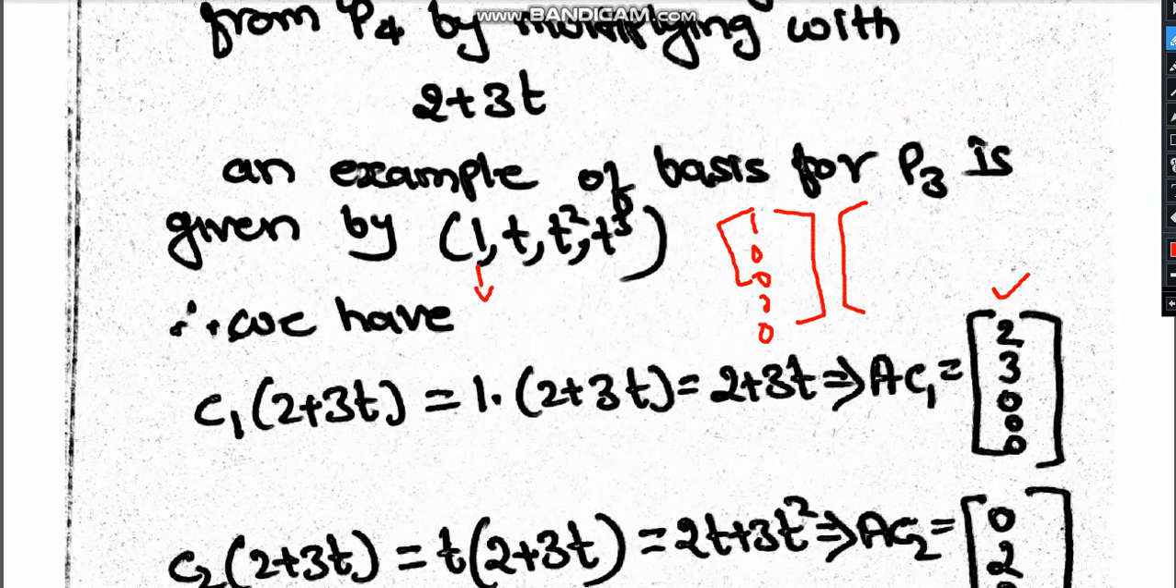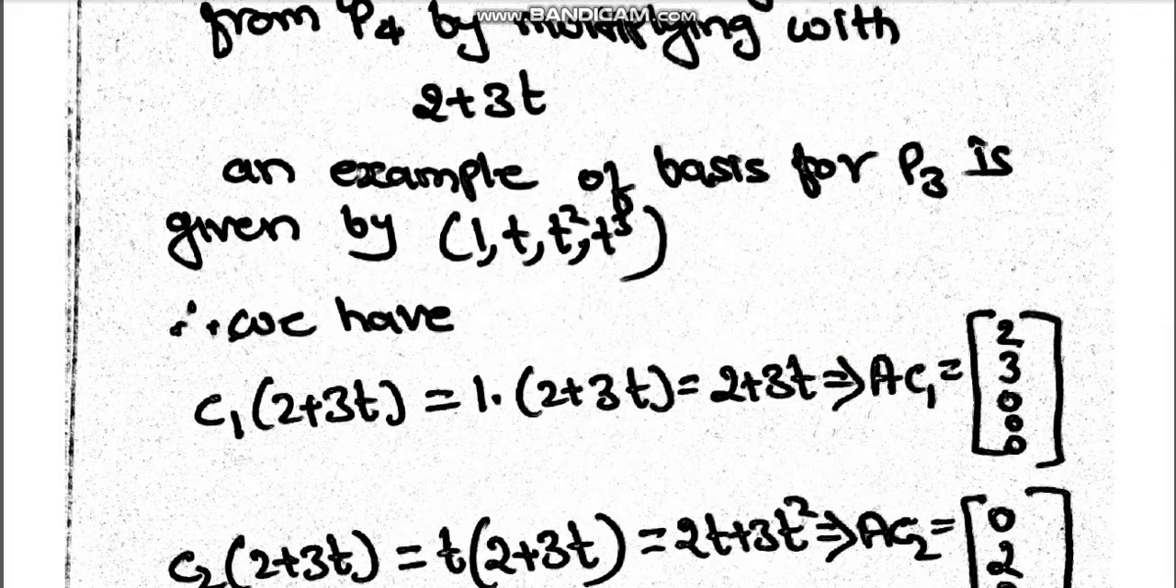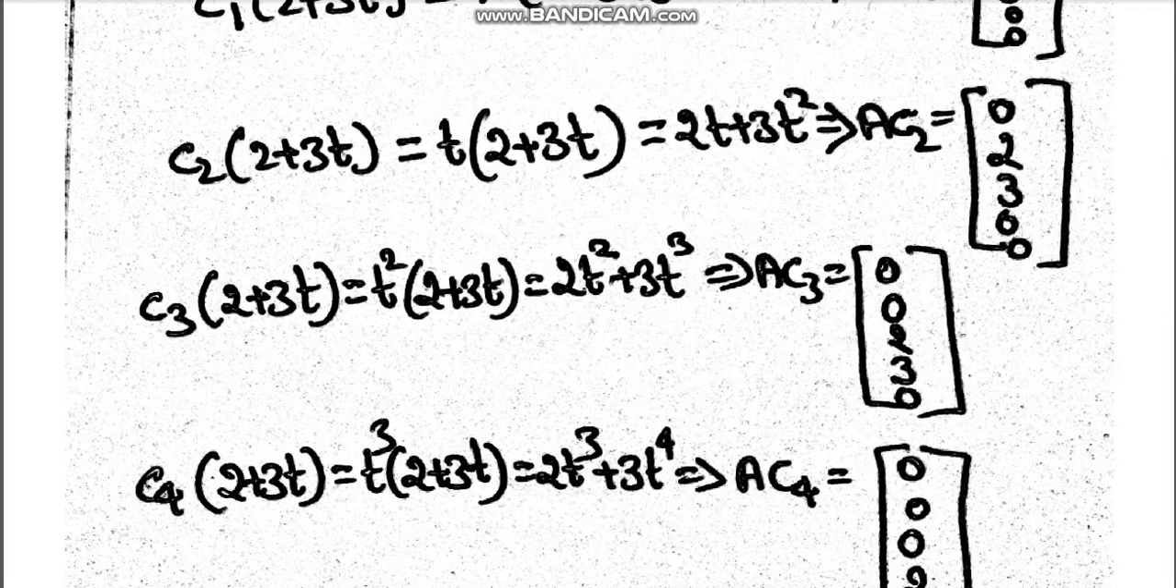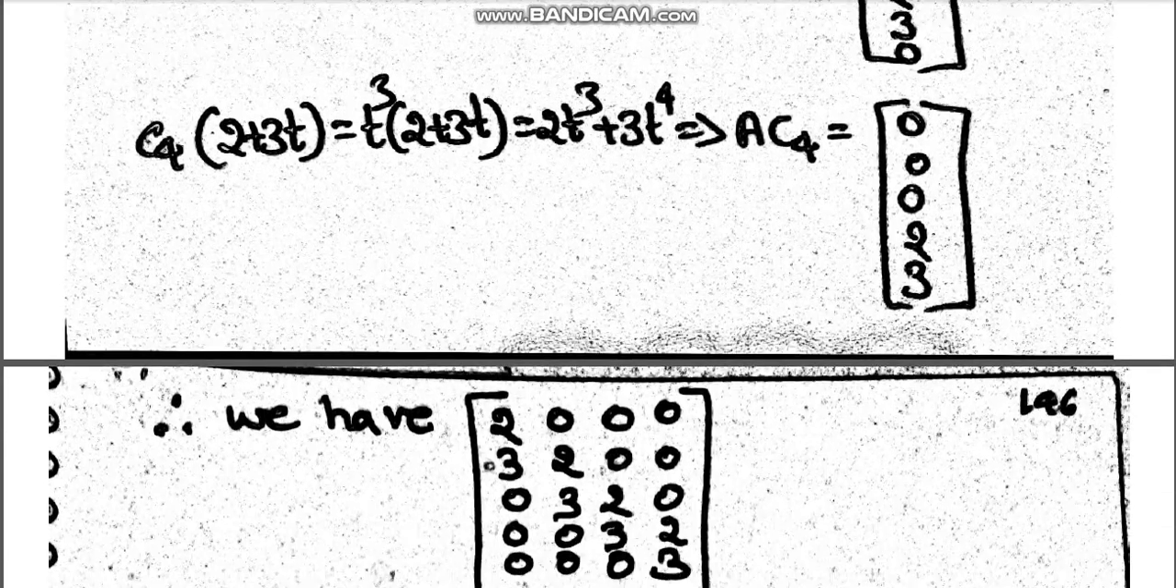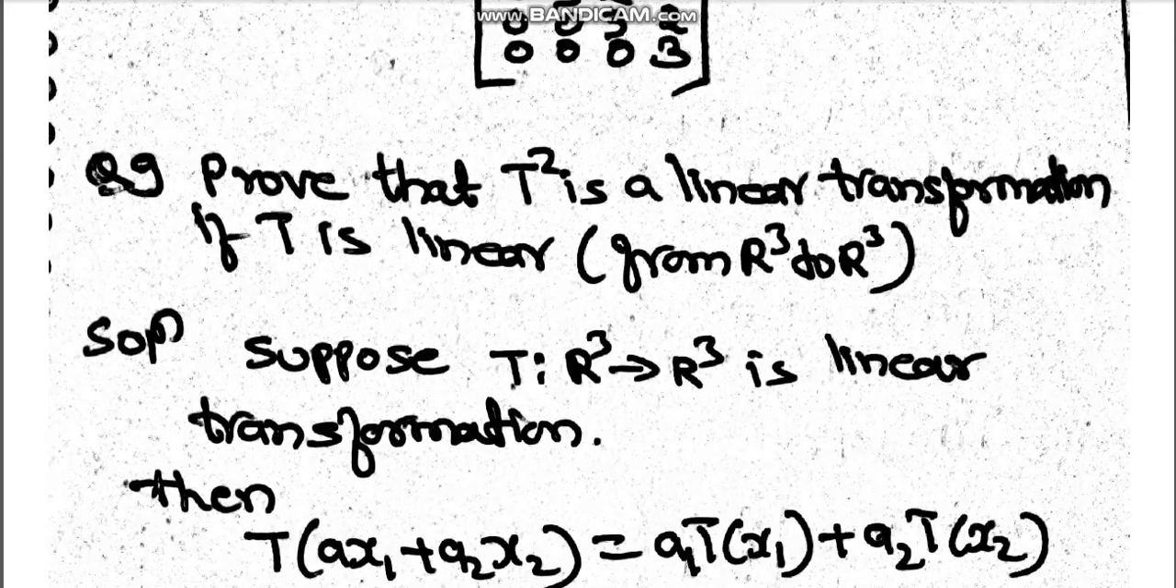So this can be done directly, or you can find the P matrix as we have done in the previous problems, and that also you can solve. And prove that T squared is a linear transformation, as T is linear from R cube to R cube. So this is also simple. This we know.